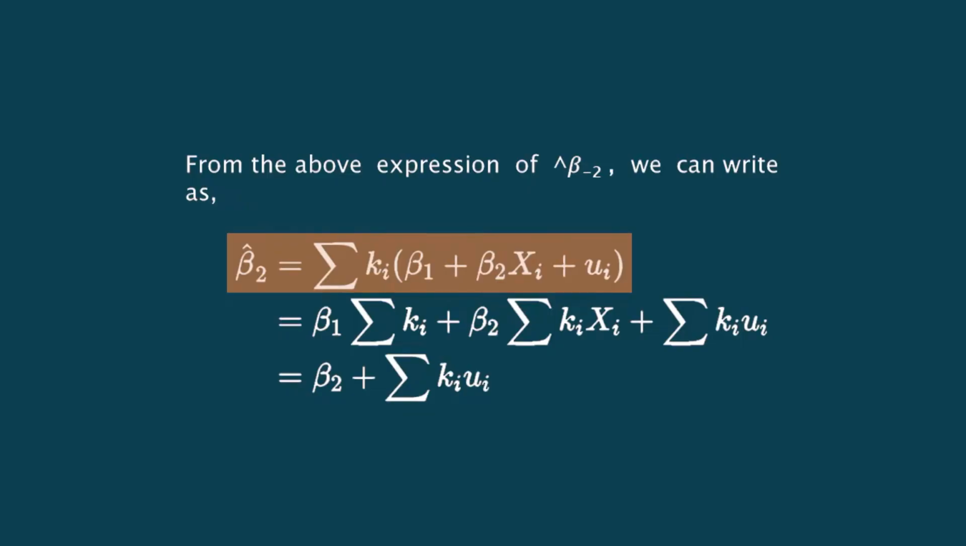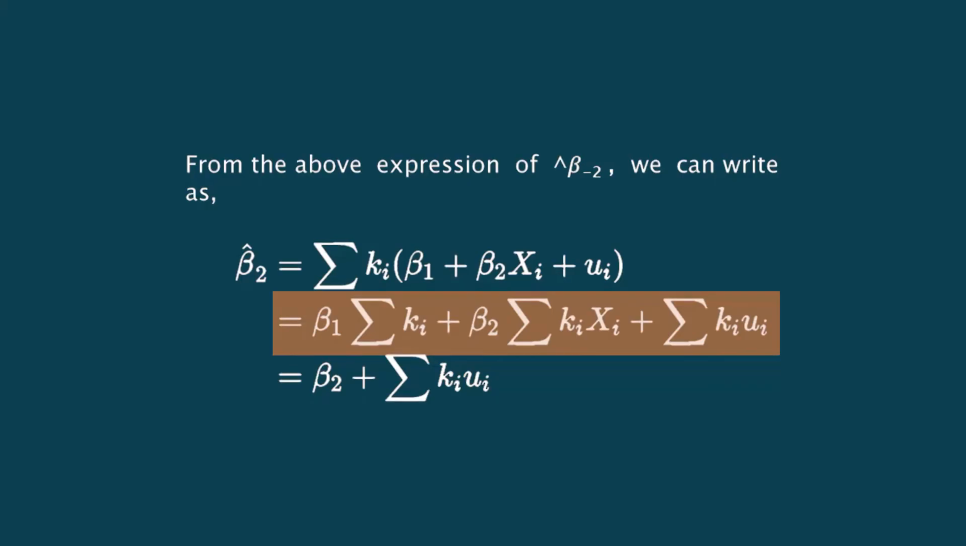Now, from the above expression of the beta 2 hat, we can write in a proper manner summation of ki, which is basically the weight, into beta 1 plus beta 2 xi plus ui. This is nothing but the yi that we have taken on the basis of the model, because we want to show that it follows a system of linearity. Now, if we remove the bracket and put the summation sign before ki, then we basically get beta 1 summation ki plus beta 2 summation ki xi, which we have already said should be 1, plus summation ki ui, which should actually be 0.